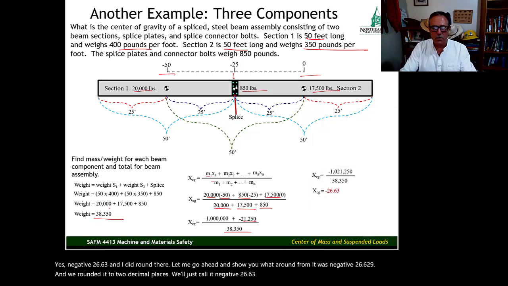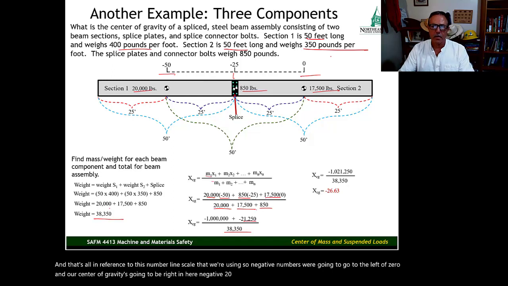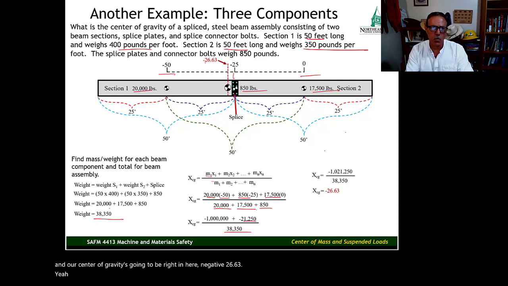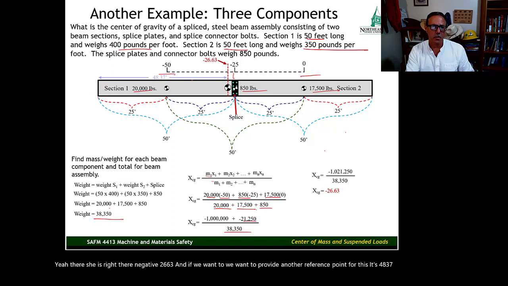And that's all in reference to this number line scale that we're using. So negative numbers, we're going to go to the left of 0, and our center of gravity is going to be right in here, negative 26.63. And there she is right there, negative 26.63. And if we want to provide another reference point for this measurement, it's 48.37 feet from the end of section 1. That's our center of gravity for this load.